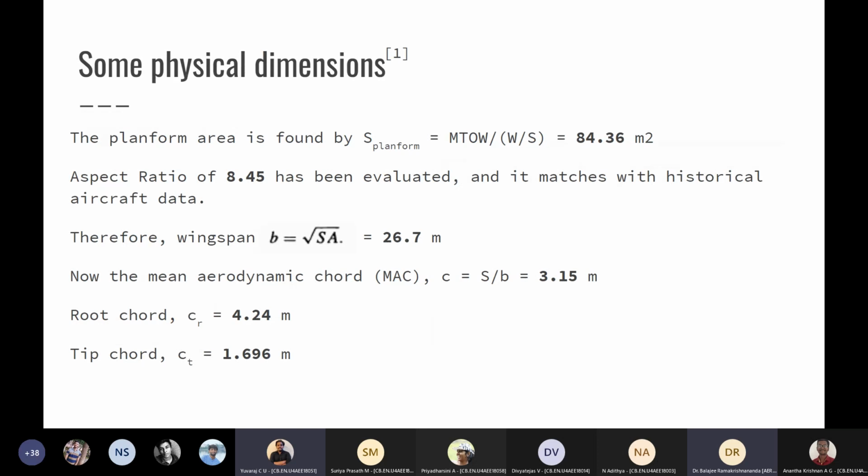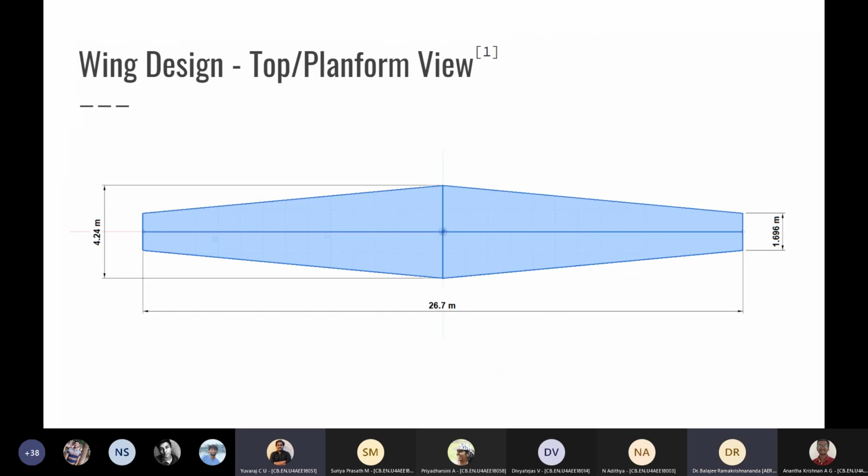At last, we have some physical dimensions that we calculated. The planform to be 426, the aspect ratio to be 8.4, and the wingspan 26.7. So it's mentioned there in the PPT.